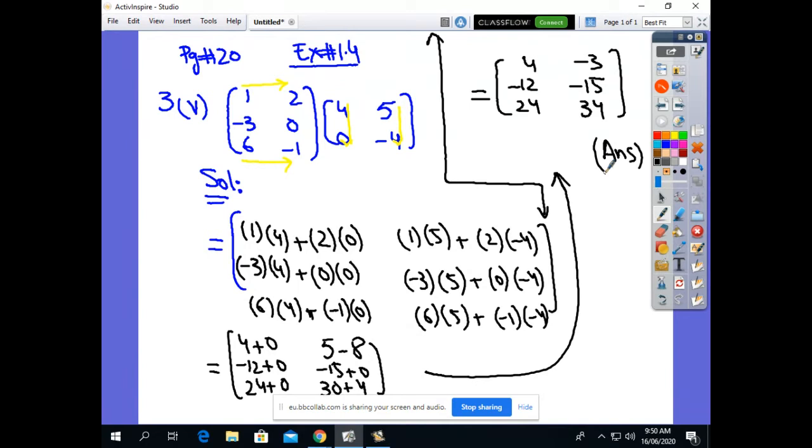Now we come across our next question, that is question number 4. The question number 4 of the exercise 4.1, page number 20. Now we start our lecture.